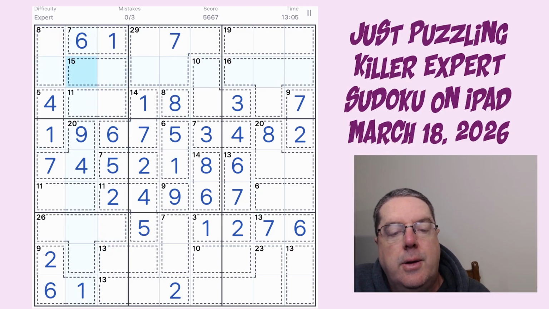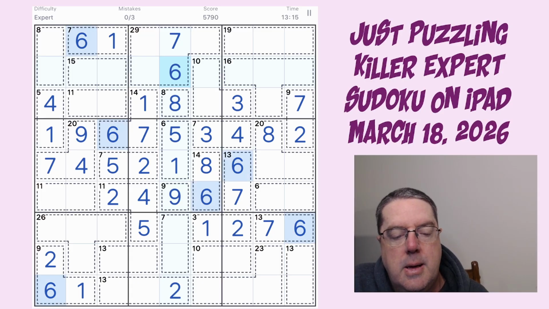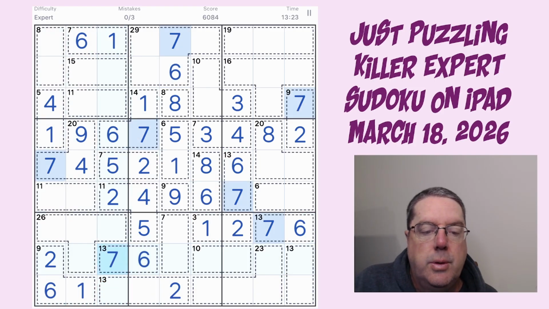Right, because this is 8 and 7. 3, 1, 2, 3, 4, 5, 6. So that's a 6 there. 6 now comes down here, can't be here. Can't be here, so that's a 6 there. Amazing this puzzle's got so many 6, 7s next to each other in these cages.